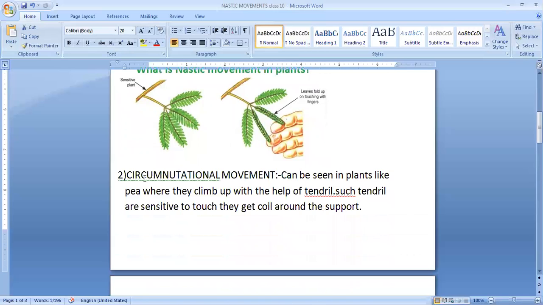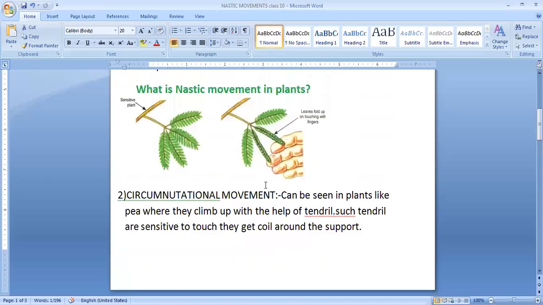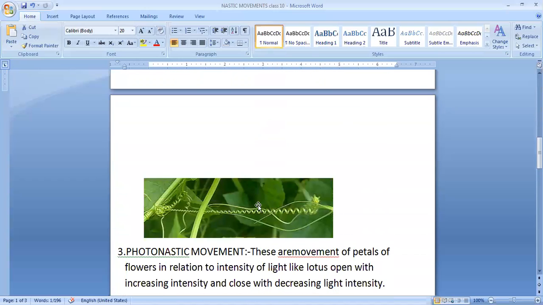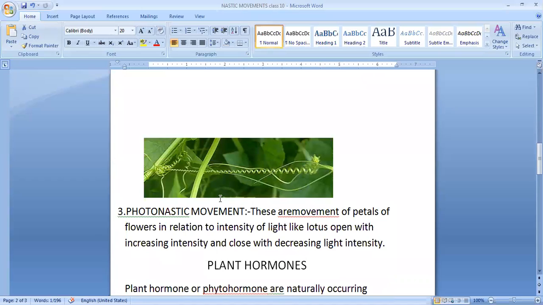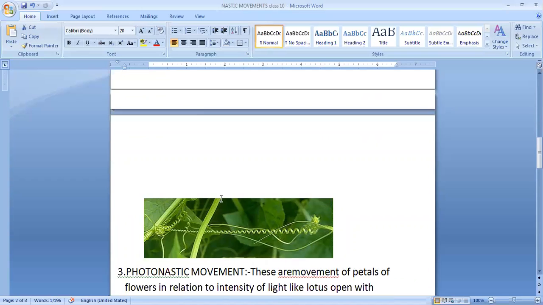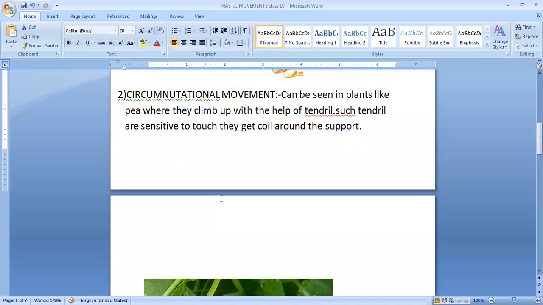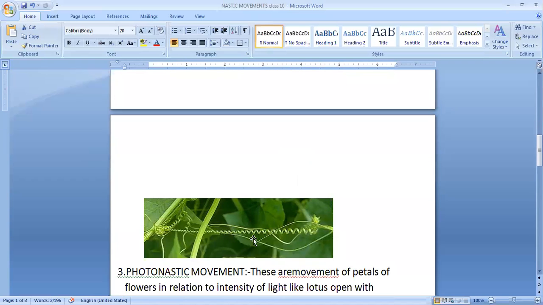The next movement is circumnutational movement. The simplest example of circumnutational movement we can see in the pea plant and other plants which have tendrils. Let us see what it is. It can be seen in the pea plant, as I have just told you, and in some climbers, which have very weak stems. These weak stems are called tendrils. So these are the tendrils you can see.